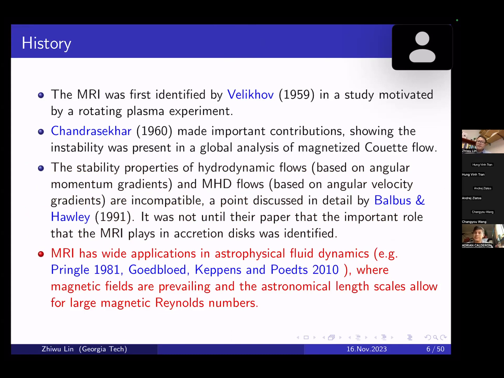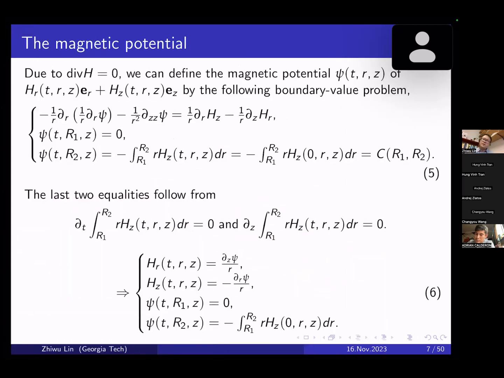Okay, and this MRI actually has other applications in astrophysics. So that's why it's a very fundamental instability mechanism if you have a rotation and also a magnetic field.